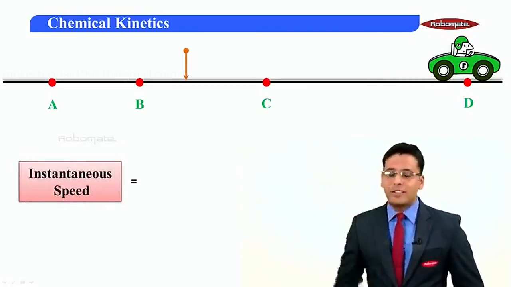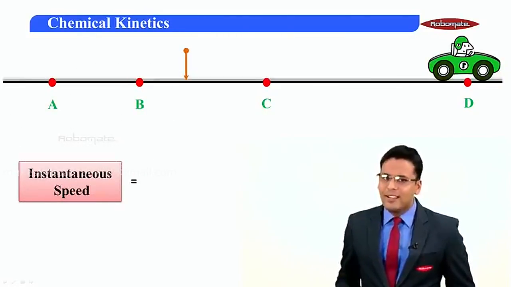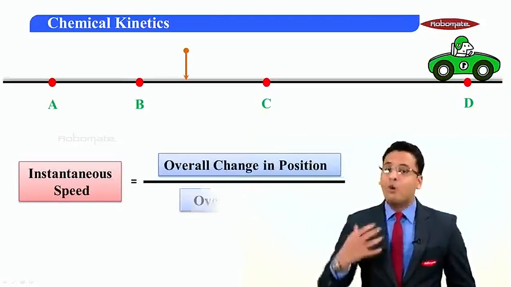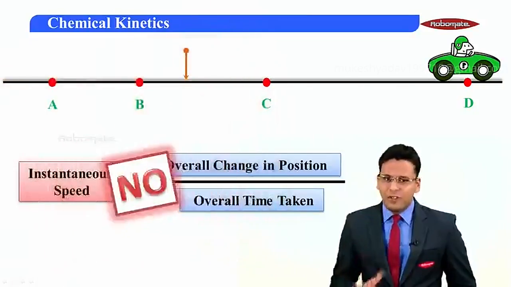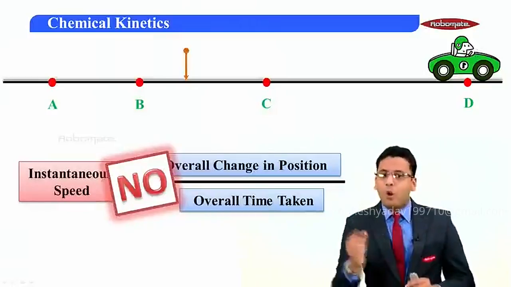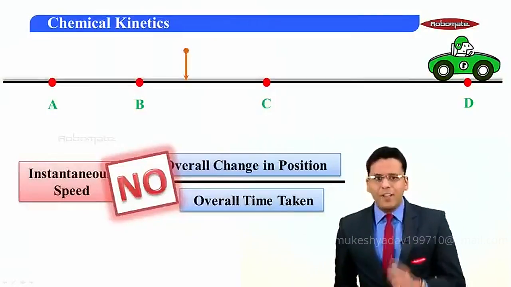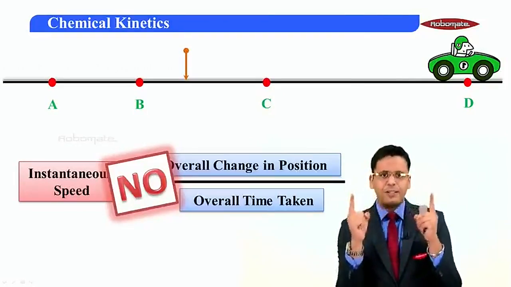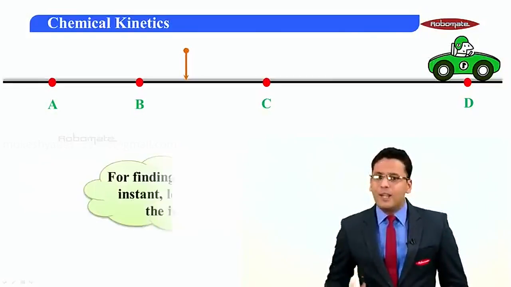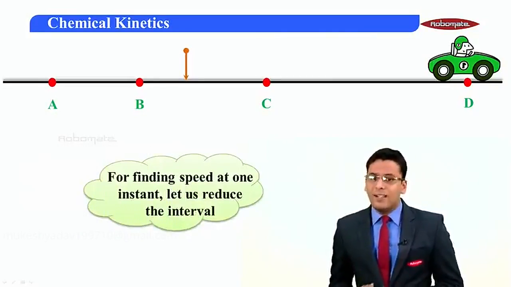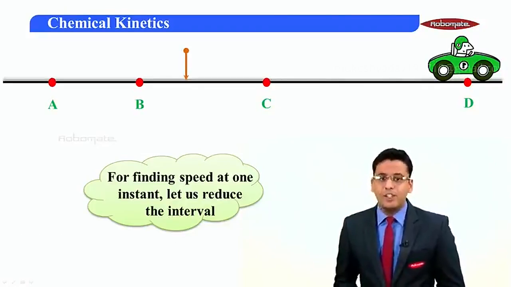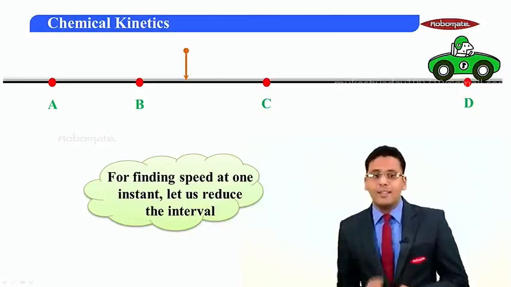vehicle at that point, would you say it is the overall change in position from A to D upon overall time taken? Of course, no, because that overall change in position upon overall time taken will give you average rate over the definite interval, but not at that particular instant. For calculating instantaneous rate, what we can try and do is we can try and reduce the interval between A and D, and we should slightly try to approach that instant.